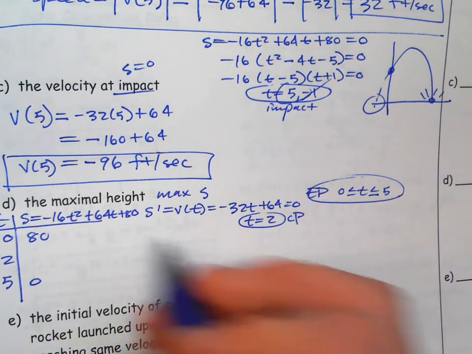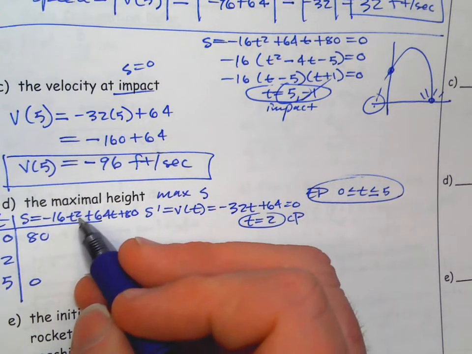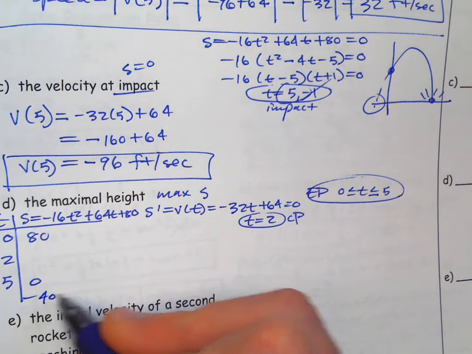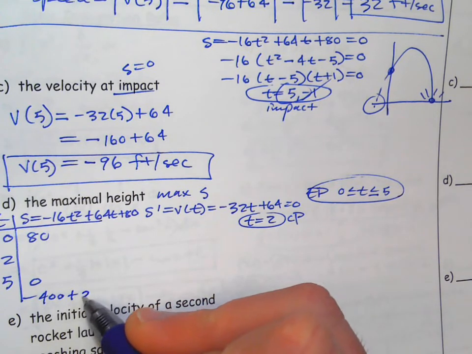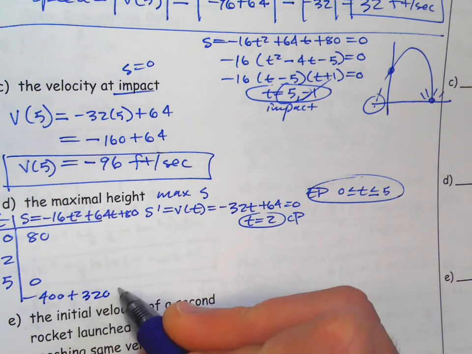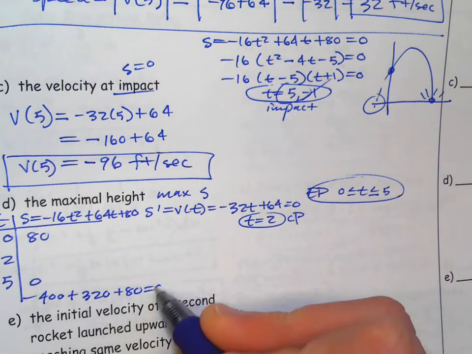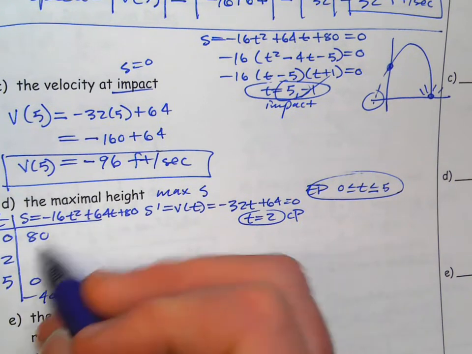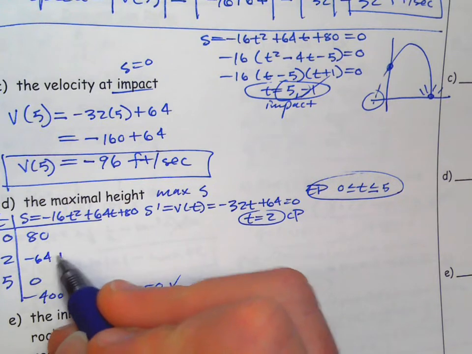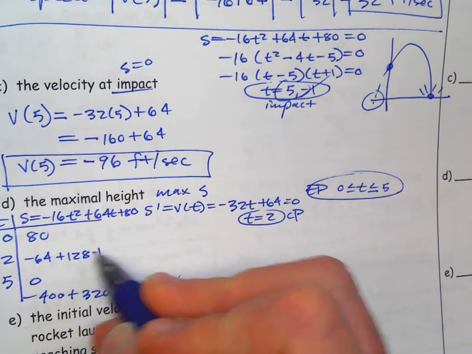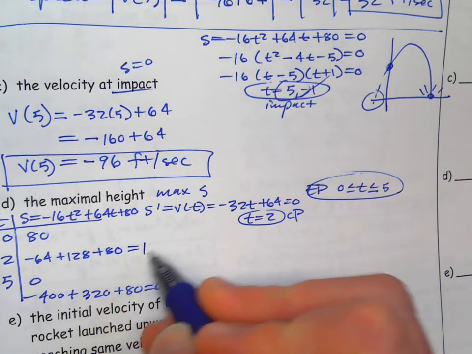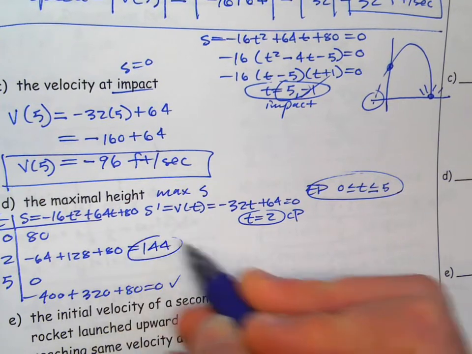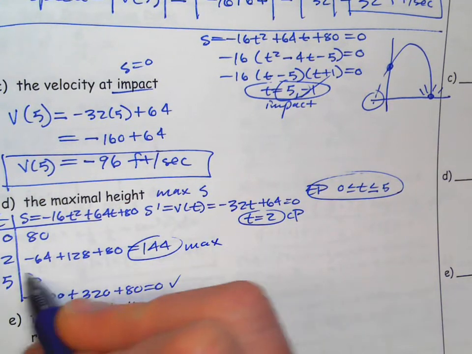Because if you plug it in here, it's going to be 16 times 25. That's negative 400 plus 320 plus 80 equals 0. Okay, if you plug 2 in, it's going to be negative 64 plus 128 plus 80. So that's going to be 144. So there's your max. There's your min.